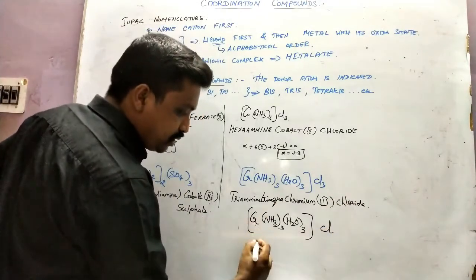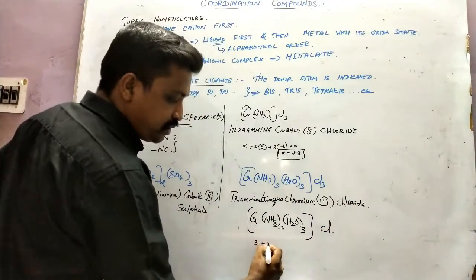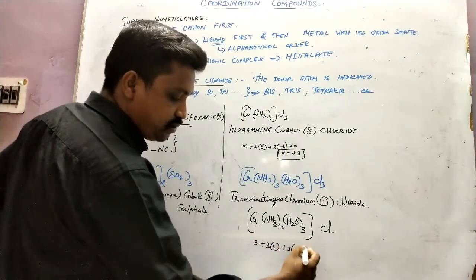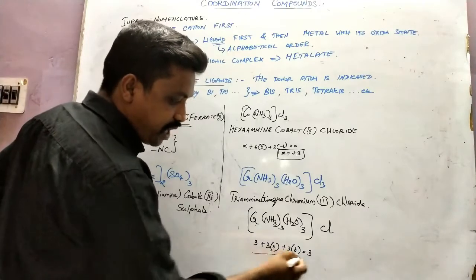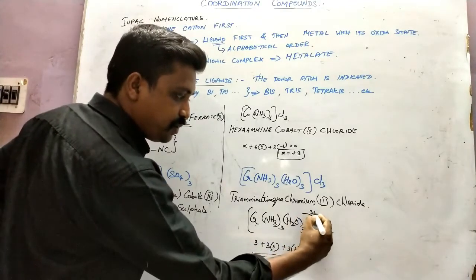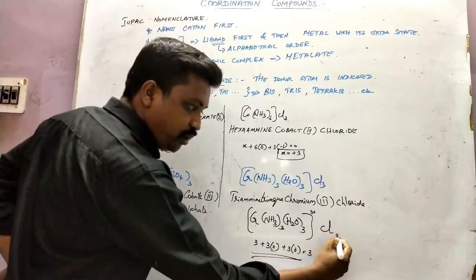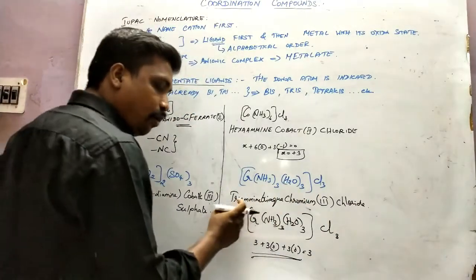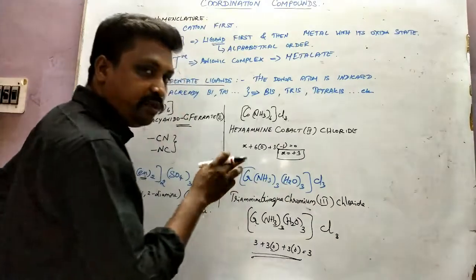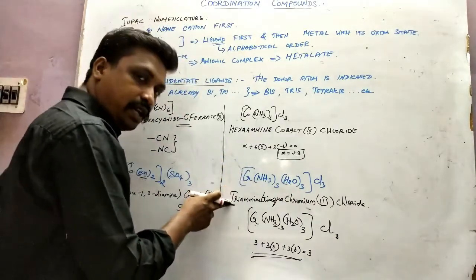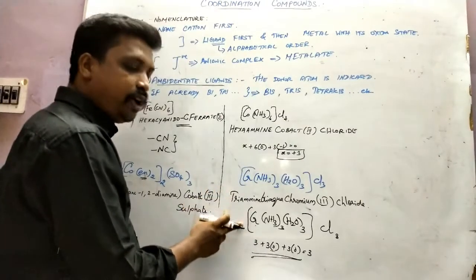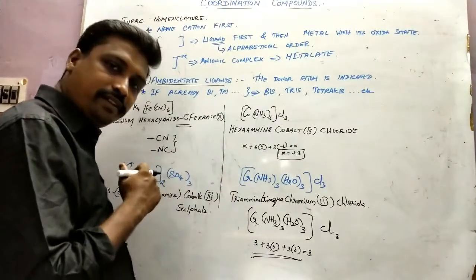Listen here. The charge of chromium is 3, plus the charge of ammonia is 0, neutral, plus the charge of water is also neutral. So the answer is 3. By adding all these, we get 3 plus charge here. So we have to put 3 chloride ions outside in order to balance the charge. Okay? So from the formula you will be familiar with writing the IUPAC name, and also from the IUPAC name, you should be familiar with writing the formula of the compound. Clear? Thank you.